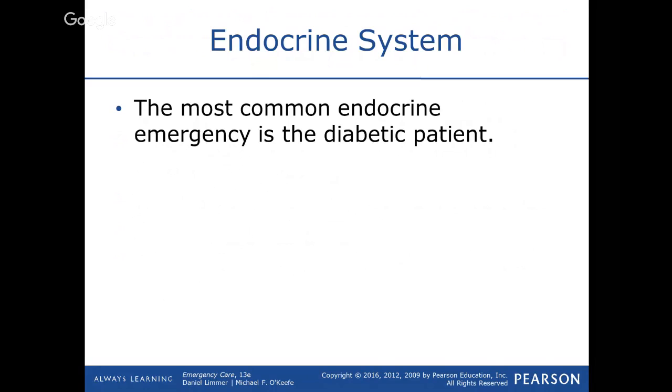So, endocrine system, the most common endocrine emergency is a diabetic patient. We practice checking blood sugars over here the other night. By all means, if you have a family member, practice checking those blood sugars. I hate being poked with those little things in the finger. I think it hurts. I hate needles. I hate getting poked. I hate getting IVs on me.